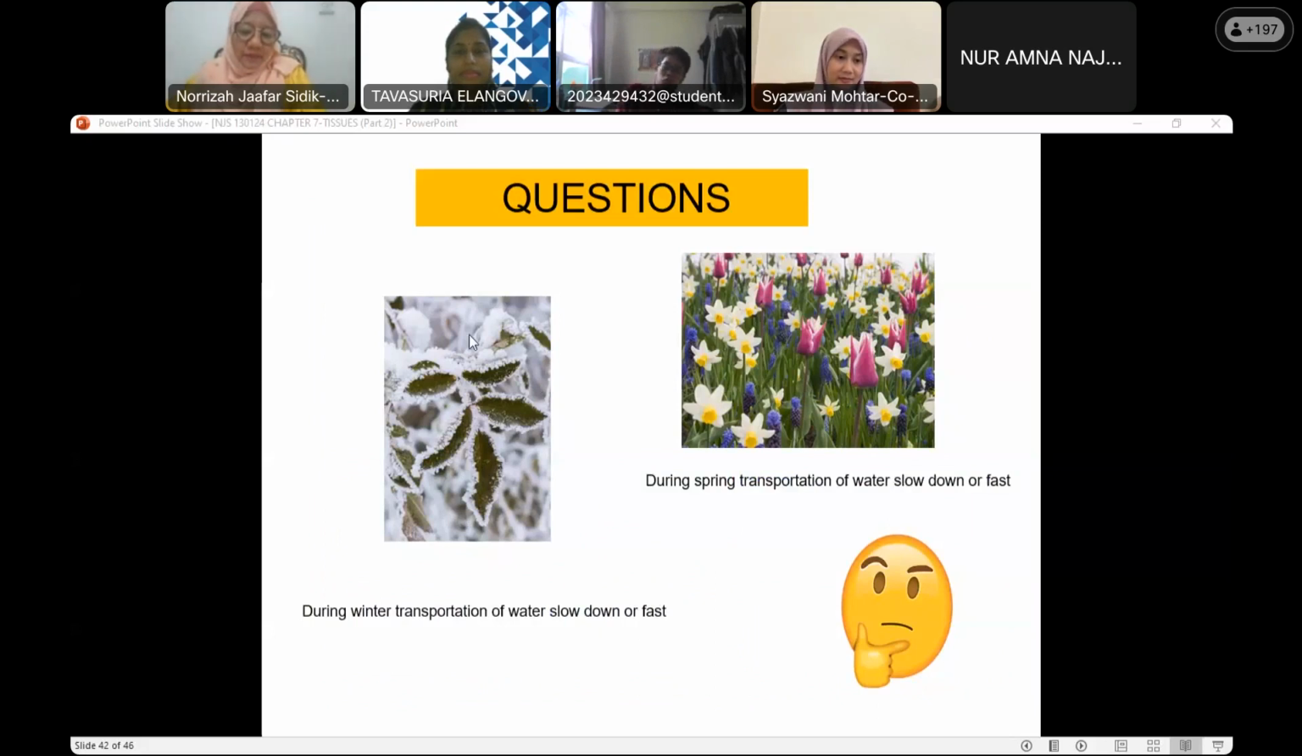During winter, do you think that the transportation of the water slows down or is faster or very fast? Can any one of the students answer the question? Do you think that during winter, the transportation of water will slow down or be fast? Student?